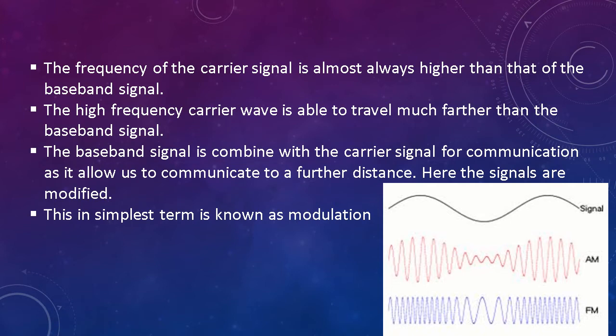The baseband signal is combined with the carrier signal for communication, as it allows us to communicate to a further distance. Here the signals are modified. This in simplest terms is known as modulation. Here you can see different kinds of signal in the picture.